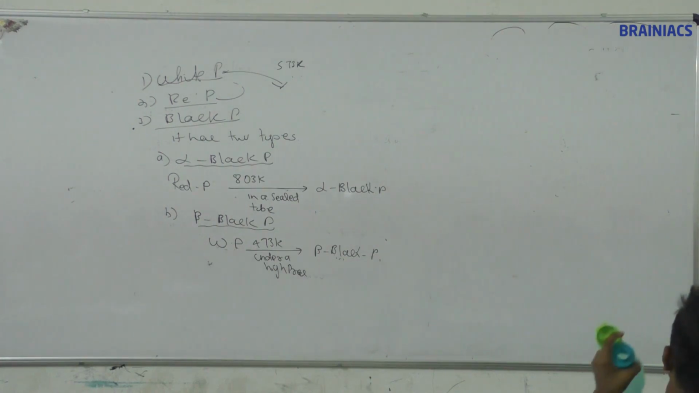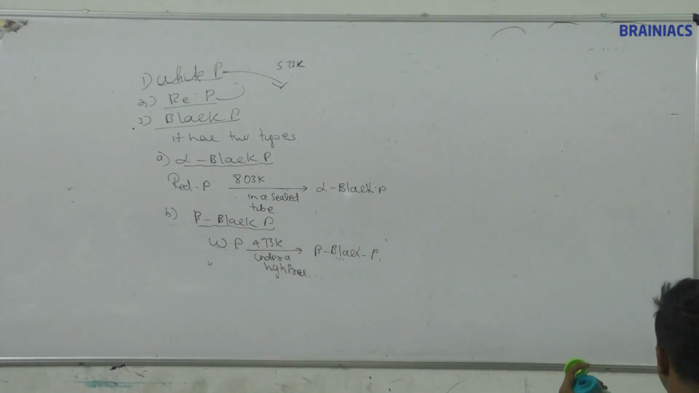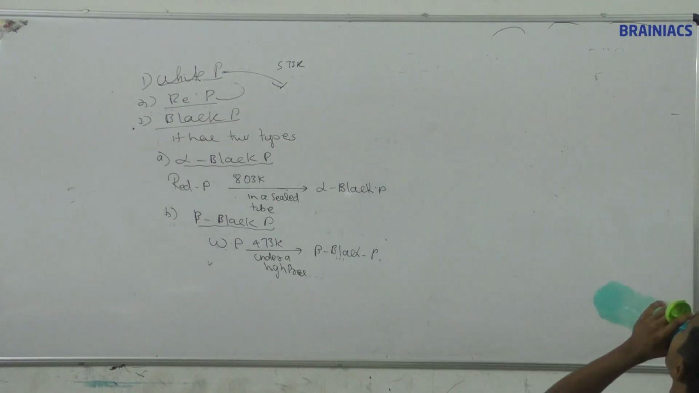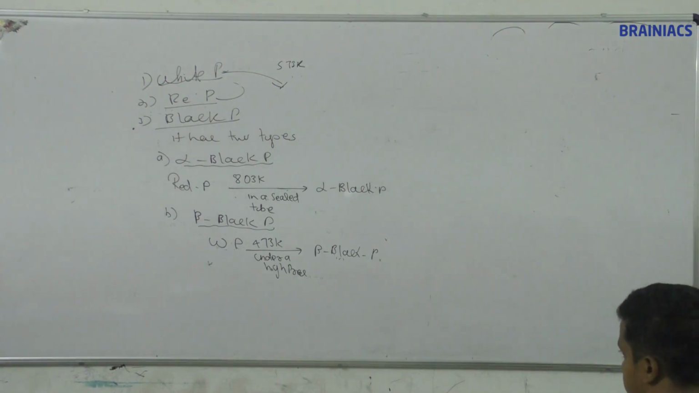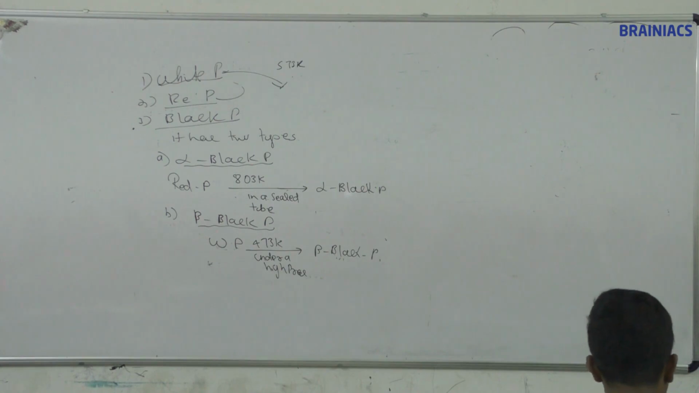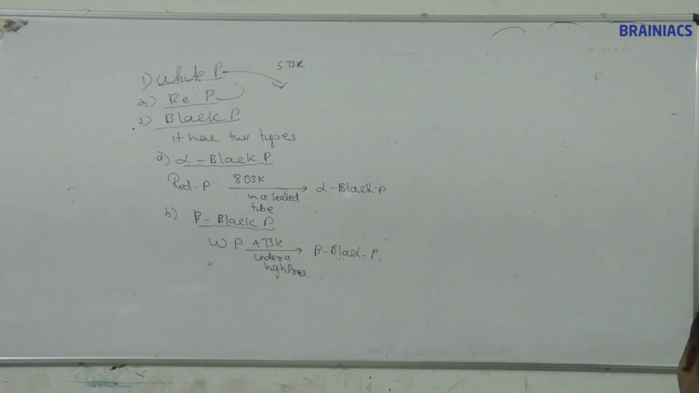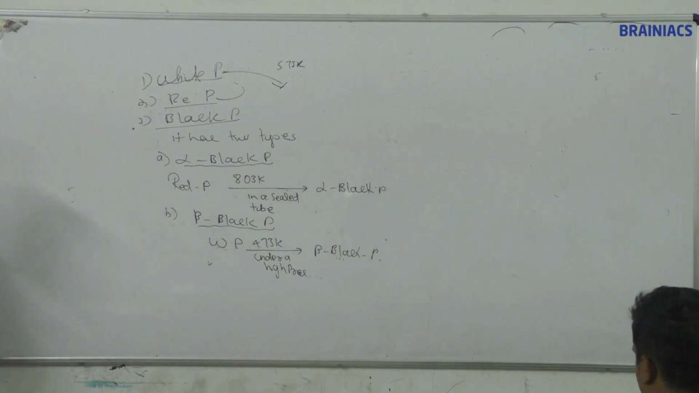Red and black: not soluble. Red and black are the ones which dissolve in NaOH and give phosphine. White phosphorus. Okay. Which is soluble in CS2? White phosphorus.